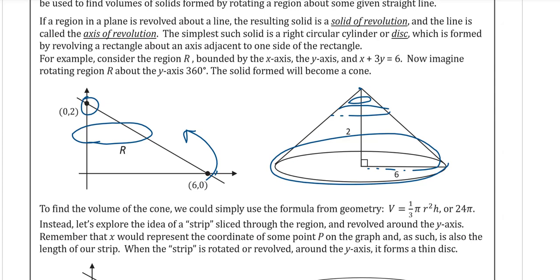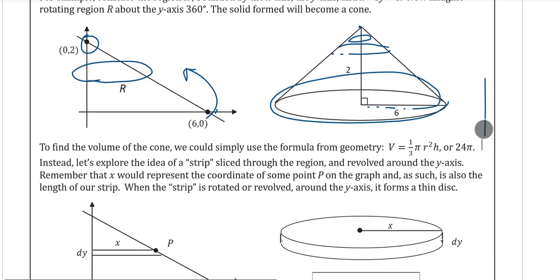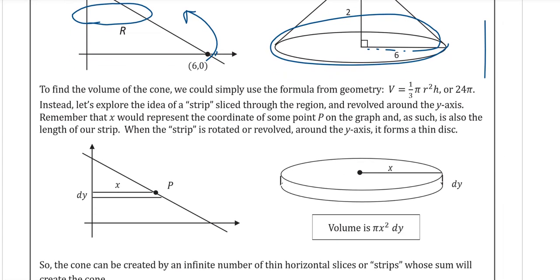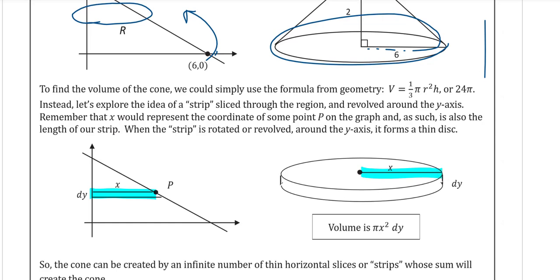To find the volume of a cone, we could just use the geometric formula 1/3 pi r squared h, or 24 pi. But it's not always that simple, so let's come up with a method that'll work for a shape that isn't a line when we start. What if we just take one strip or a disc that is created right here, that has a radius of x, the distance from the y-axis out to the edge of the disc, and its thickness, or its height, is that change in y, dy here.